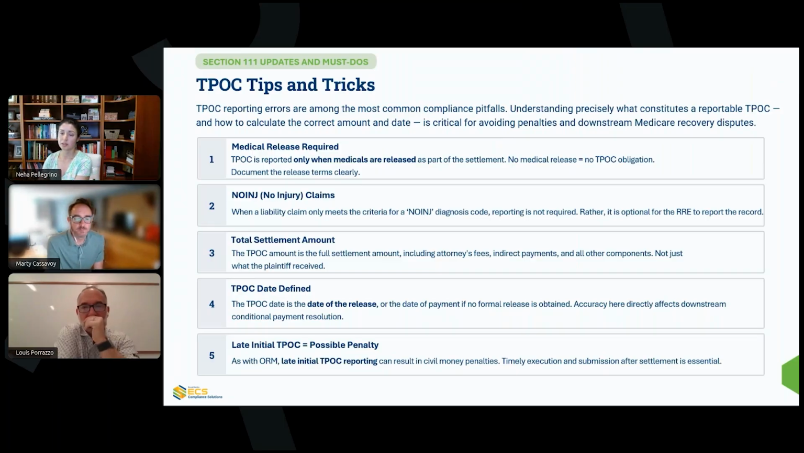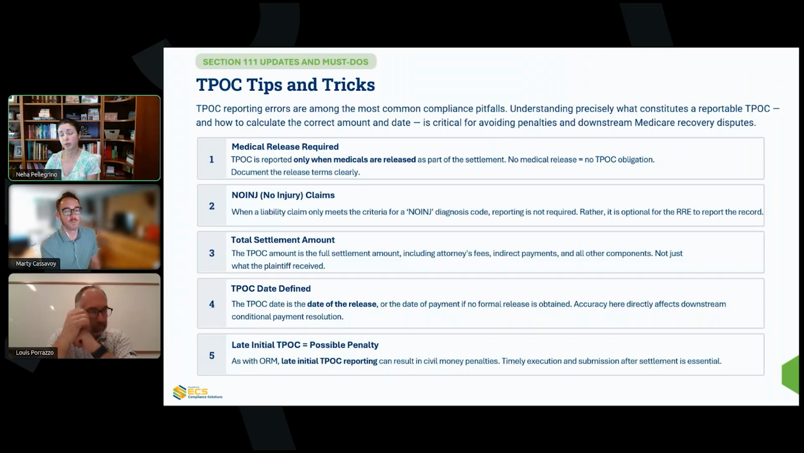And then as far as the TPOC date, I know Marty touched upon this a little bit, but the TPOC date is the date the payment obligation was established. So that would be the date the settlement was signed or the release was signed.